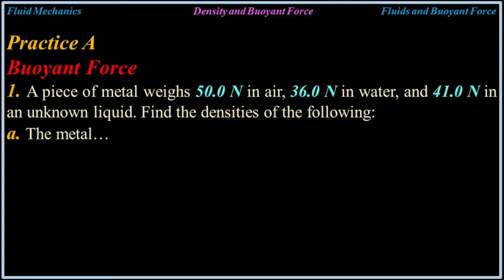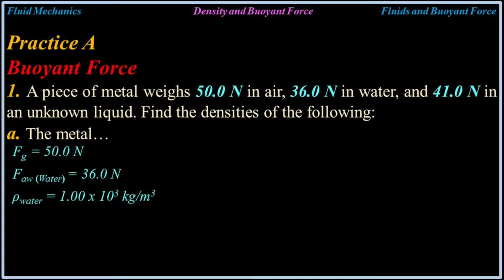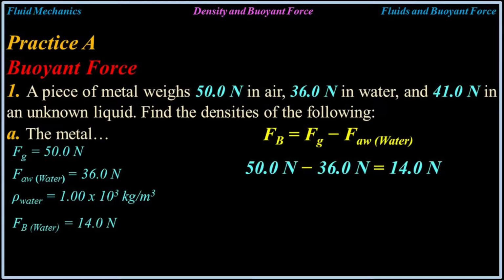A piece of metal weighs 50 newtons in air, 36 newtons in water, and 41 newtons in an unknown liquid. Find the densities of the following. A, the metal. So what do we know? We know the weight of the piece of metal. We could figure out the buoyant force of the metal. There's the data, that's the givens, and the buoyant force is going to be 14 newtons.